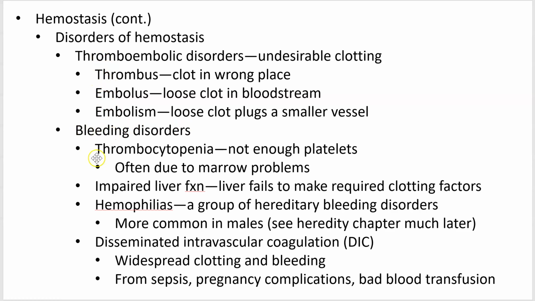The opposite side of having a clot is not being able to have a clot. So bleeding disorders: thrombocytopenia, not enough platelets, and impaired liver function. Most of those clotting plasma proteins, like prothrombin activator and fibrinogen and plasmin, are all produced by your liver. So if you can't produce those molecules, you're not going to clot properly.